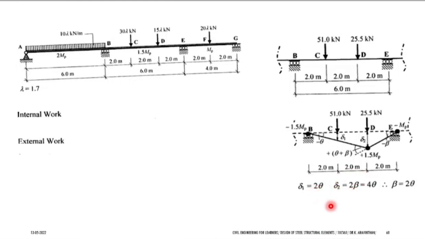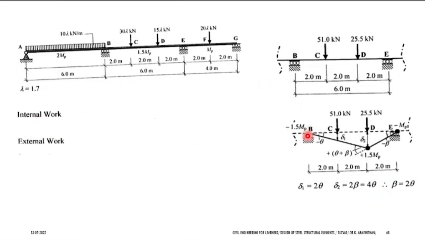Since you know the beta value, what is the beta value? It is 2 theta. How did you find this? This is the center point where two angles are meeting with the same value. You can use 4 theta equals 2 beta. From this you have found that beta equals 2 theta. Now all the components are known here. You can find internal work done.